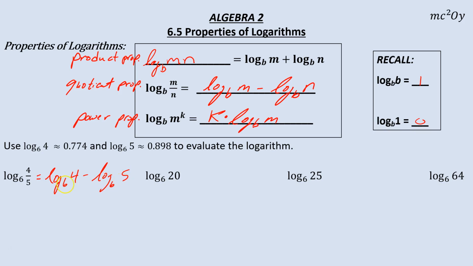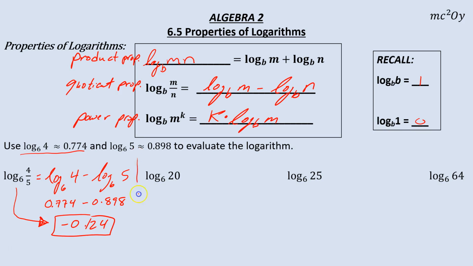One quick note, when you're making your bases, make sure they actually look like they're in the subscript. Okay, so log base 6 of 4 is 0.774. And we're subtracting log base 6 of 5, which is 0.898. Actually putting those together and doing the math, that is negative 0.124. So log base 6 of 4/5 is equal to negative 0.124, and we've used those two logs to calculate that.